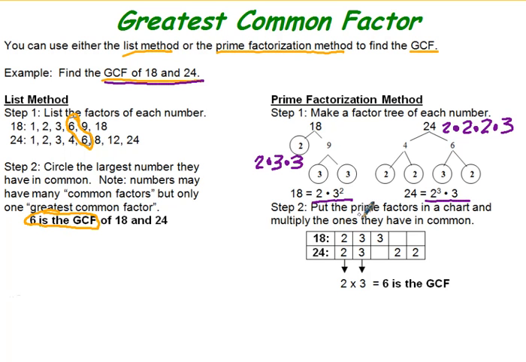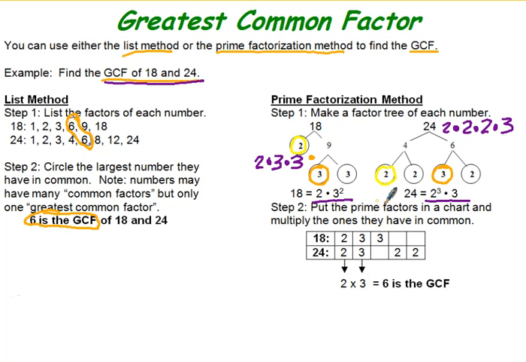The next step is to put the prime factors in a chart and multiply the ones they have in common. Well, let me show you why this is going to work. Do you see this 2 right here? It has a match on this tree over here. And can you see that this 3 has a match on the other tree, but nothing else matches on either tree? And this is all about multiplication. So what we're going to end up doing is multiplying 2 times 3 and getting 6 is our greatest common factor.